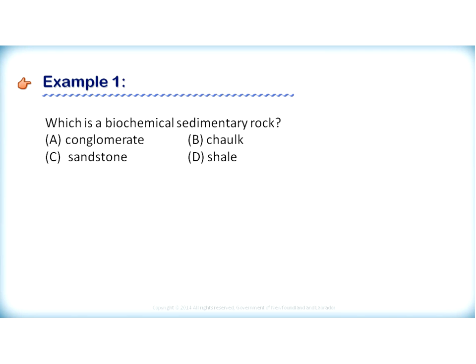Let's have a look at some examples. Example number 1. Which is a biochemical sedimentary rock? Our choices include conglomerate, chalk, sandstone, and shale. The question asks for a biochemical sedimentary rock, and we see that conglomerate, sandstone, and shale are made up of particles, and they are called clastic rocks. Therefore, the answer to this question will be chalk.